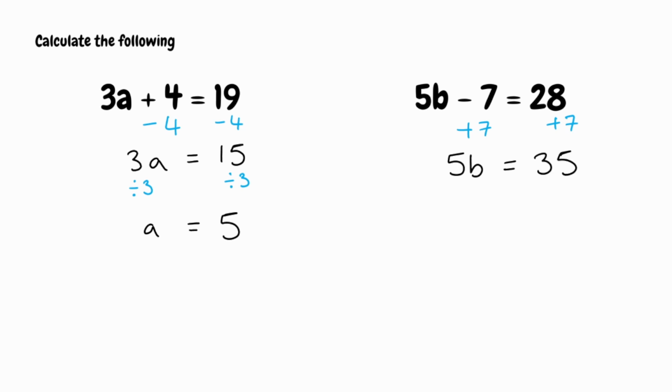So now we've got 5b, we want to find b on its own, so the opposite of times by 5 is divide by 5. So we're going to do 5b divided by 5. Because I've divided by 5 on the left-hand side, I also need to divide by 5 on the right-hand side. So 5b divided by 5 is just going to leave us with b. And then on the right-hand side, we've got 35 divided by 5, which gives us 7. So that would be our solution to that equation.